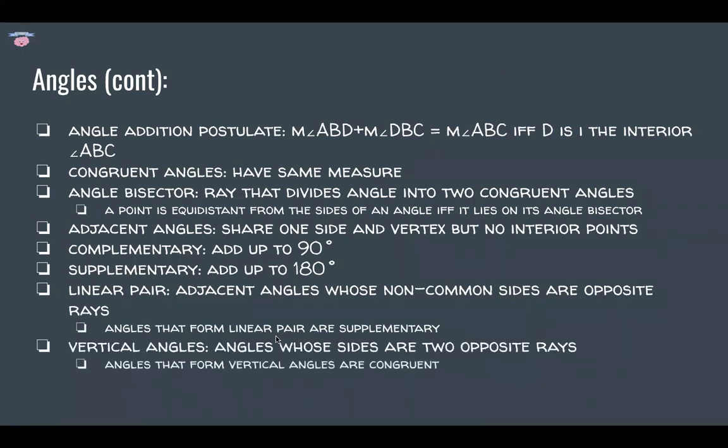Vertical angles are angles whose sides are two opposite rays, and these are congruent. So an example would be this. These are vertical angles, and they're congruent.